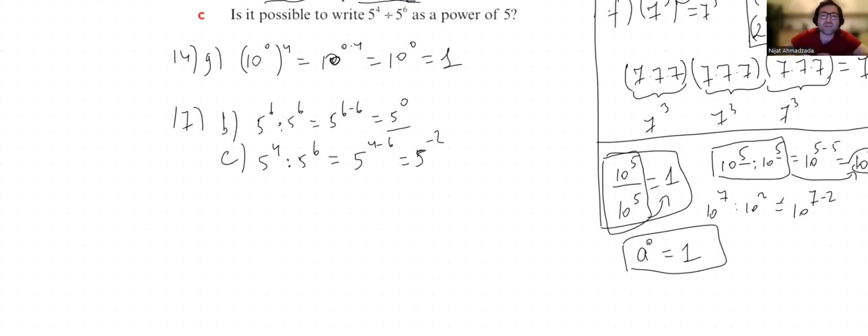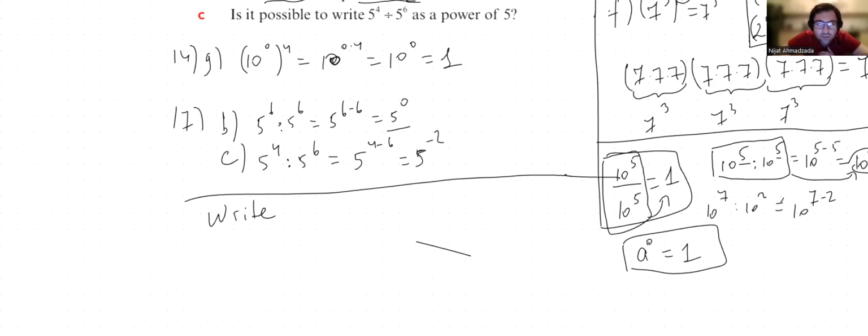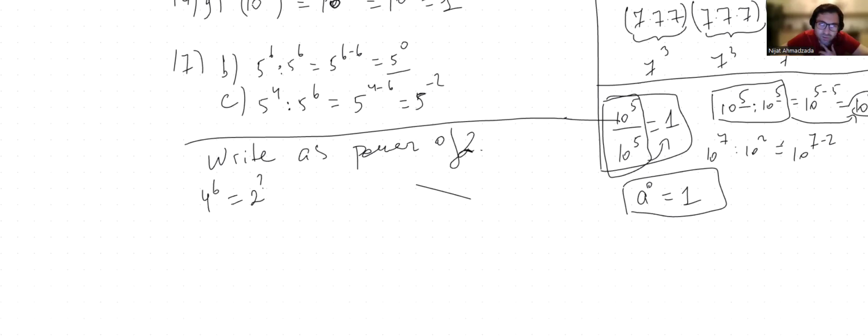And now let's ask a challenge question for all of you, and I'm going to solve it here as well. Write this as a power of 2. Let's say 4 to the power of 6. We have to write it as a power of 2, so it has to be equal to 2 to the power of something. You see that 4 and 2 are different things, but there is a relationship between them, right? So if I have 4 to the power of 6, instead of 4, I'm going to write it as 2 to the power of 2.